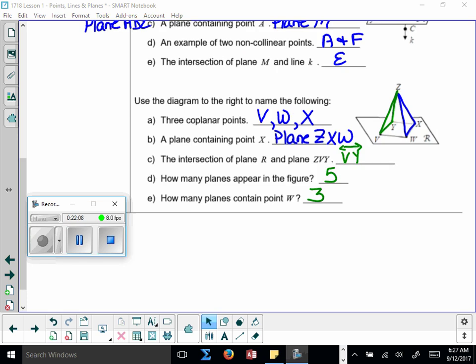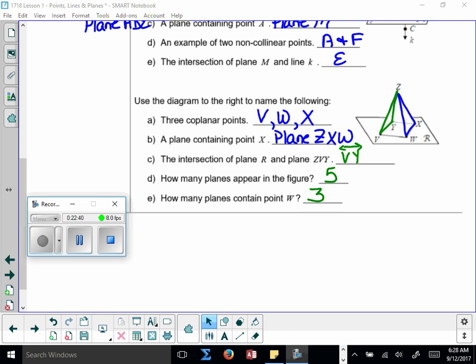All right, check your work. This one is interesting. There were a lot of answers for letters A and B. I certainly couldn't name them all. But when I look at this diagram, what I see is a square pyramid sitting right on top of plane R. So I see plane R as one plane, and then each of the four triangles as a separate plane for 5 planes altogether.